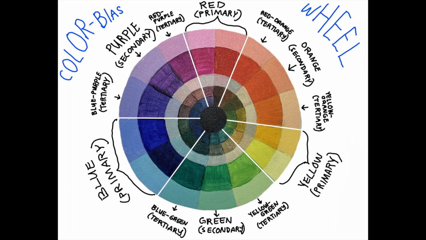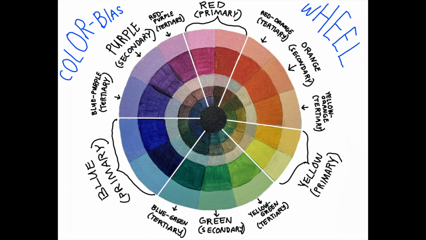This demonstration is going to walk you through how to make a color bias wheel. This is a complex color wheel that's really based on this idea that every primary color actually has a bias, or it's biased towards one side of the color wheel or another. This is why you have two different kinds of red, two different kinds of yellow, and two different kinds of blue in your class supply list.